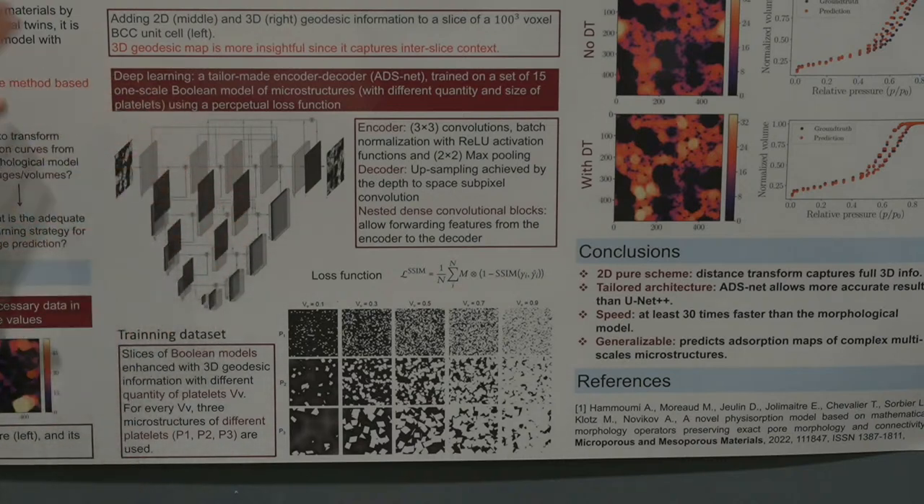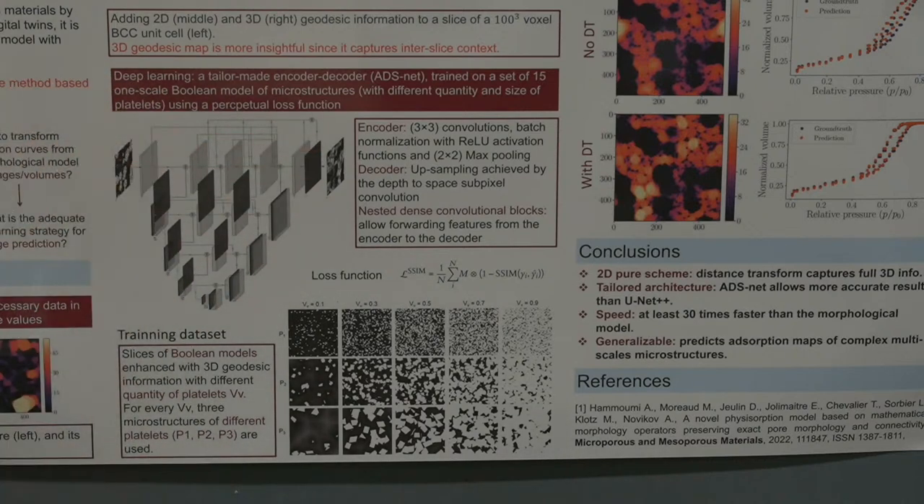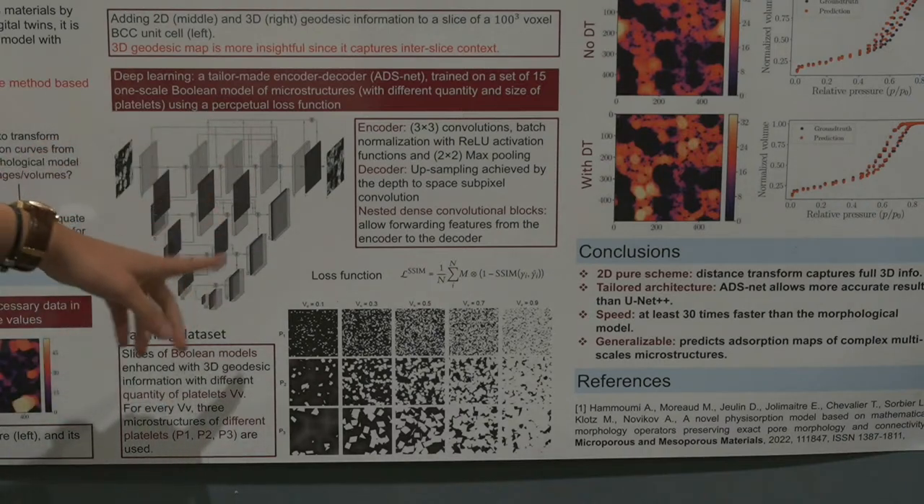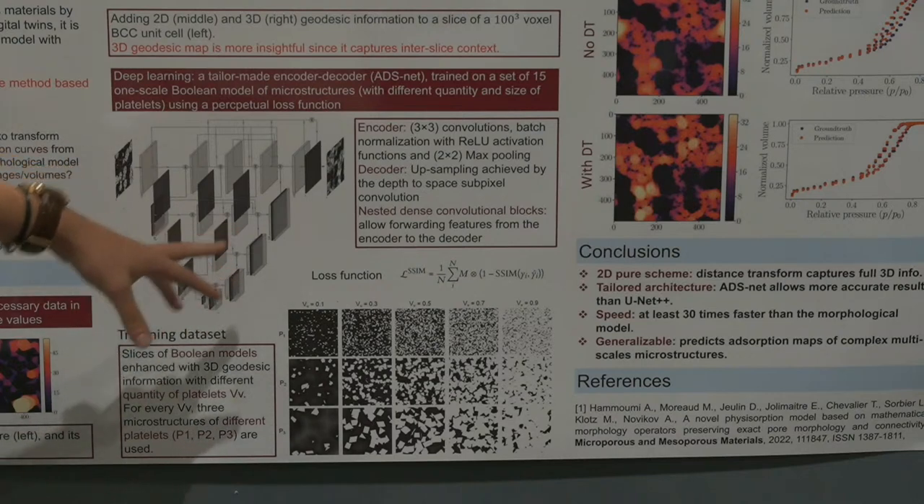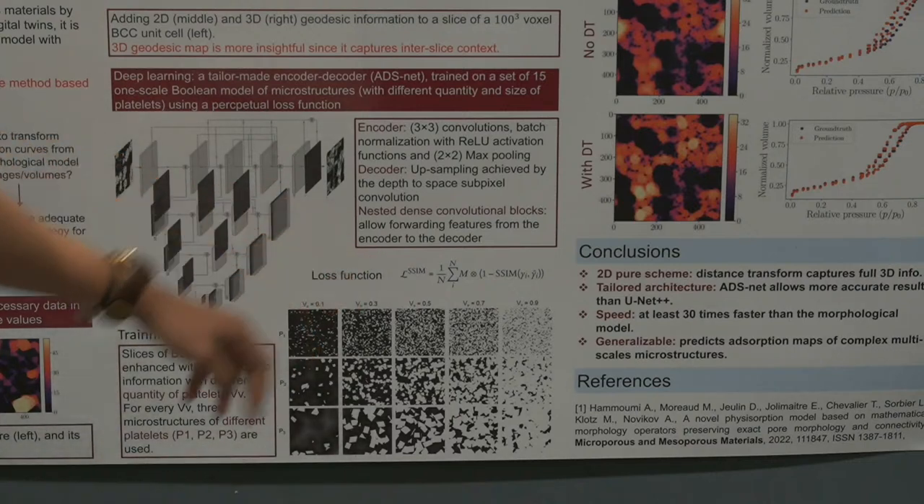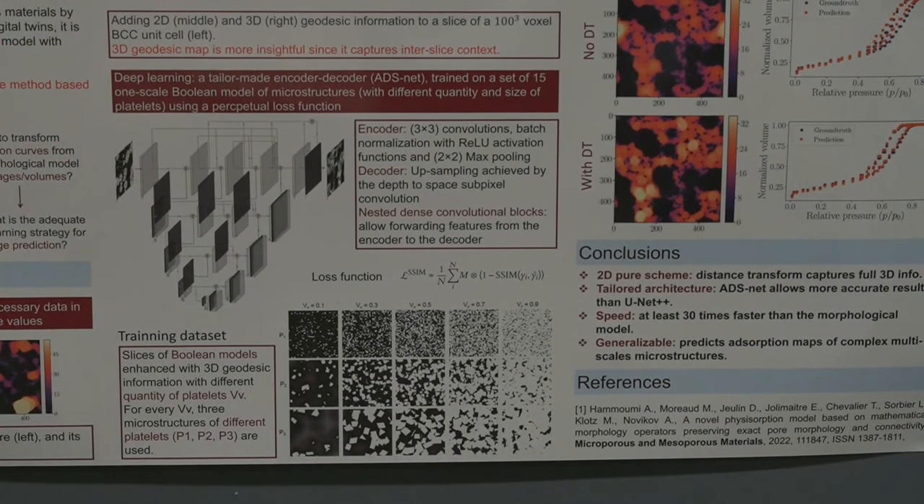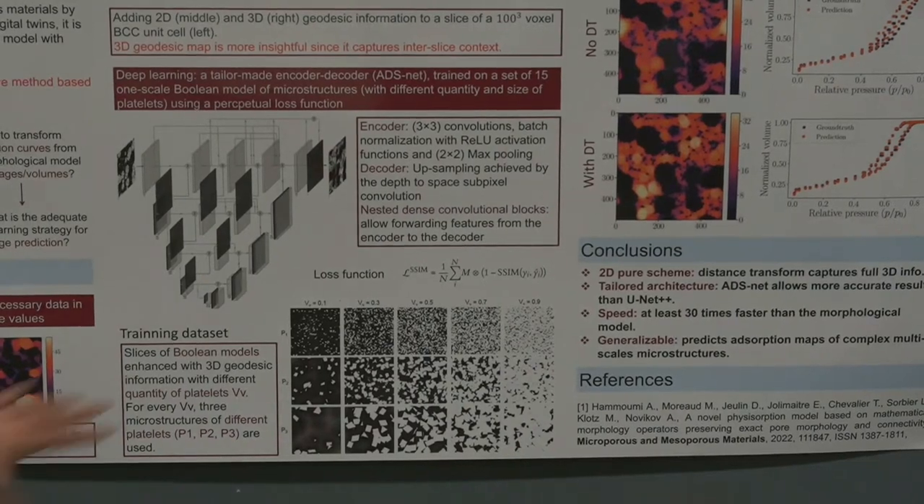So for the neural network, it's a classical encoder-decoder architecture. We have tuned it a bit with dense convolutional blocks to feed forward, to reuse features and to minimize the number of parameters. We have an upsampling which was achieved by the depth-to-space subpixel convolution. And we use a perceptual loss function, which is this SSIM, because we are more interested in capturing the details, the variation or the differences between the pixel intensities on a structural level, not on the pixel level. So I explained this part.